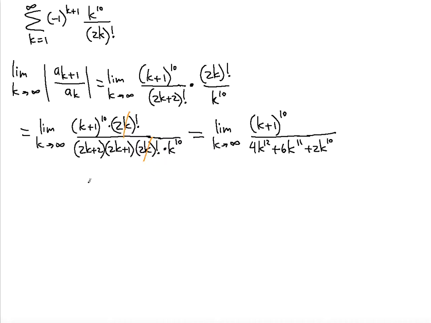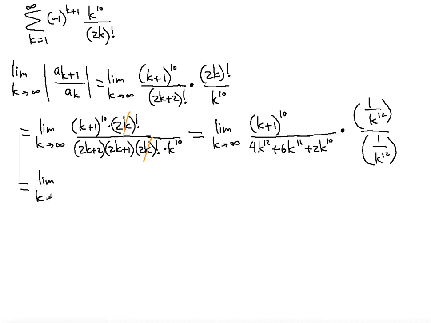So now, as you can see, we're going to multiply the numerator and denominator by the k with the highest power. The k with the highest power is k to the 12th, because if you expand the numerator, you will get k to the 10th as the highest. So we have to multiply by 1 over k to the 12th, both the numerator and denominator. So what are we going to get?